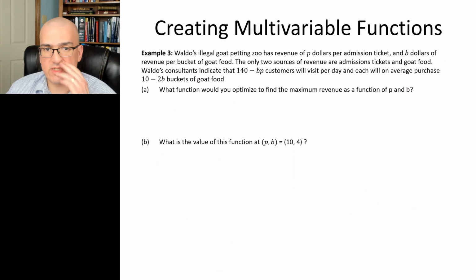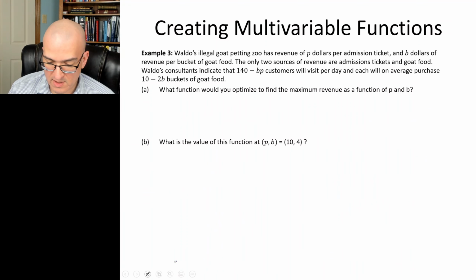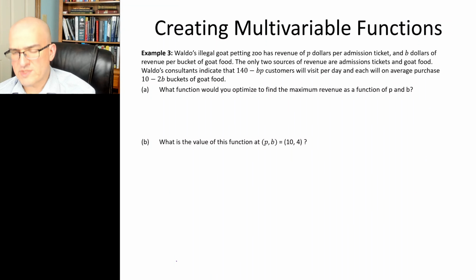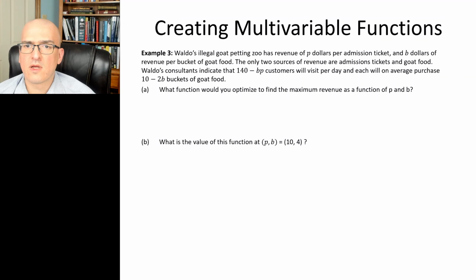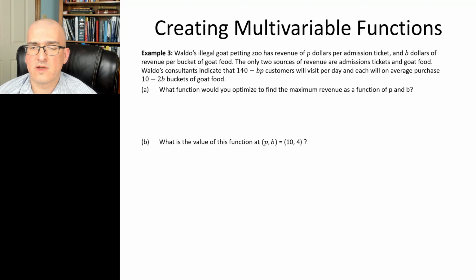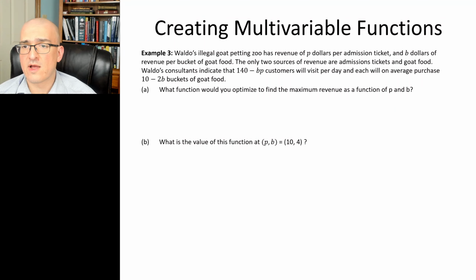Third example is the hardest type. Requires a little bit more thinking about what does revenue mean. Waldo appears again, this time with an illegal goat petting zoo. And Waldo makes some revenue of P dollars per admission ticket and B dollars of revenue per bucket of goat food that he sells. And those are his only two sources of revenue. That's what it says. His only two sources of revenue are admissions tickets and goat food.